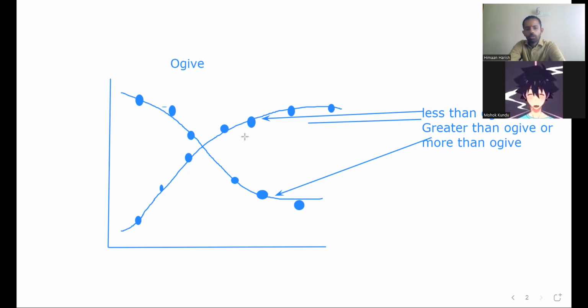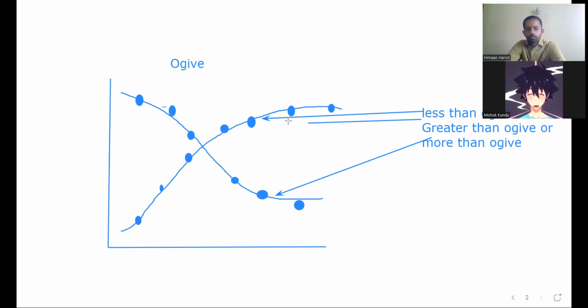And what variables can we plot on the x and the y axis? Can we plot marks and frequency? Yes, but if you're saying less than and greater than, that means we need to have something to compare it to. So this is just the two types of ogive which are plotted.